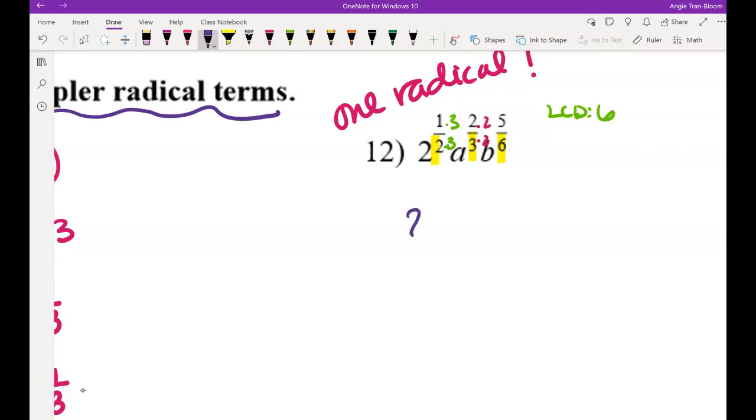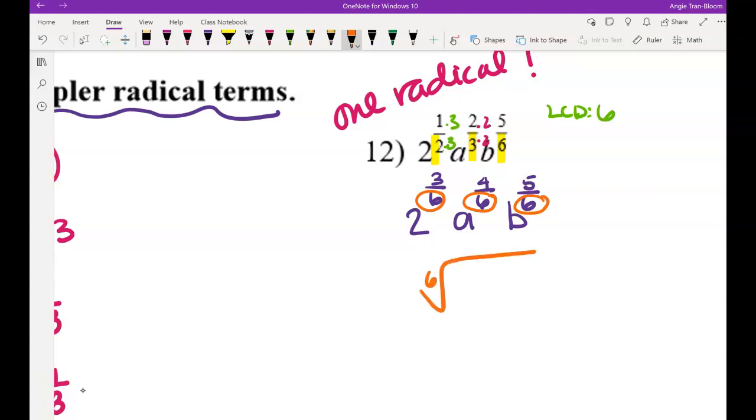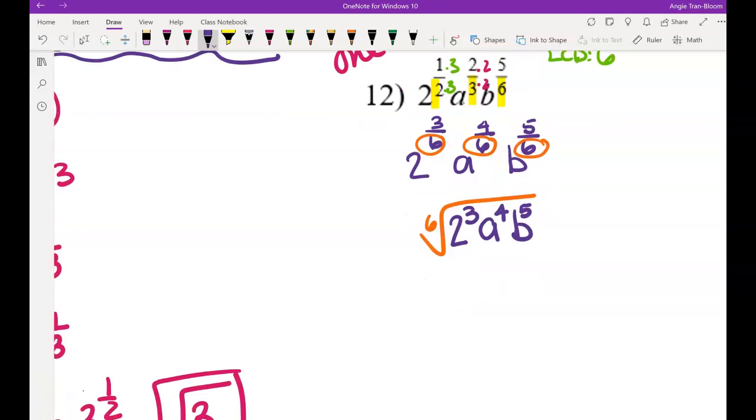So currently, 2 to the power of 3 over 6, a to the power of 4 over 6, b, nothing changes here, okay, because the denominator is already 6. Since your denominators all got the same 6, that means your index is going to be 6. Then on the inside, we have 2 to the power of 3, a to the power of 4, and b to the power of 5. Well, 2 to the third, students, is going to be 8. So your final answer is index 6, 8, a to the fourth, b to the fifth, and we box that up.